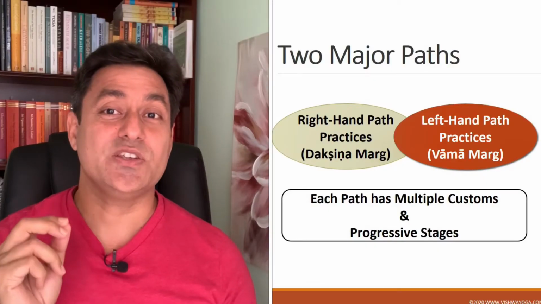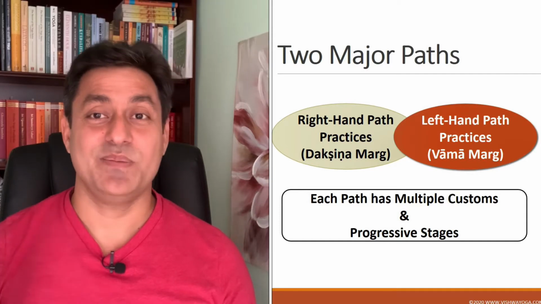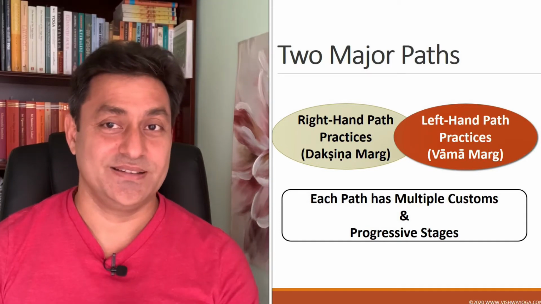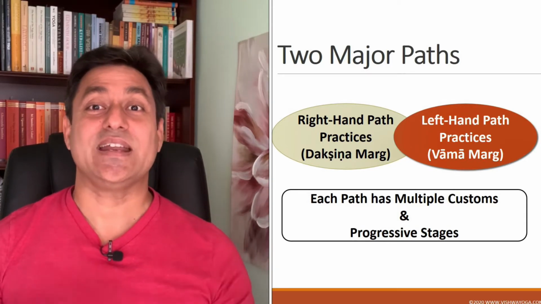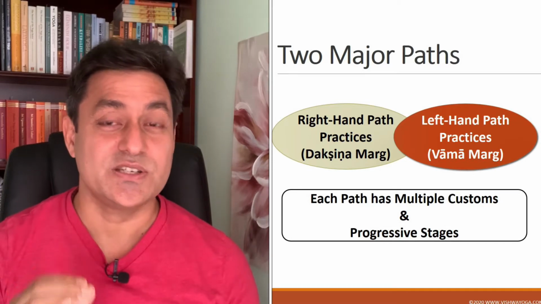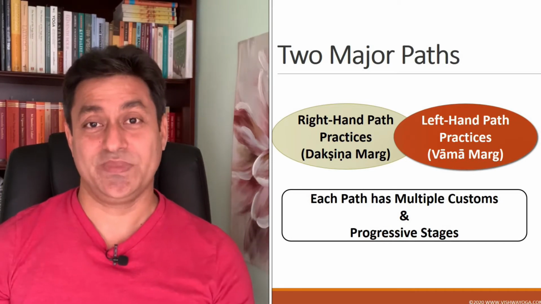My name is Vishwa. In this video, I will talk about the different levels of Tantric practices. If you remember, I talked about the two major Tantric paths, right hand path and the left hand path. I had also mentioned that each path has multiple customs and progressive stages. In Tantra, it is called Achara or code of conduct.